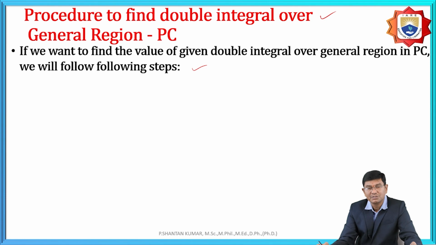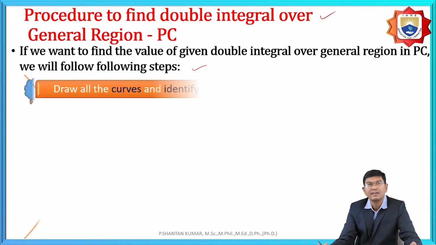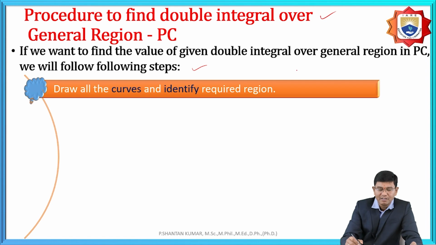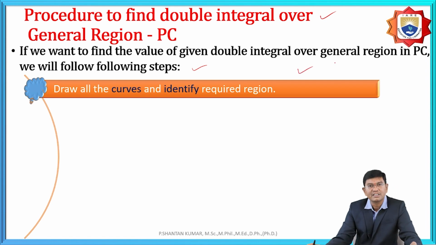What are the following steps? We need to discuss here, concentrate properly, then it is easy to understand. First of all, we need to draw all the curves and identify the required region. That means from the given curves in polar coordinates, we need to sketch the diagram with the help of which we get the required region.